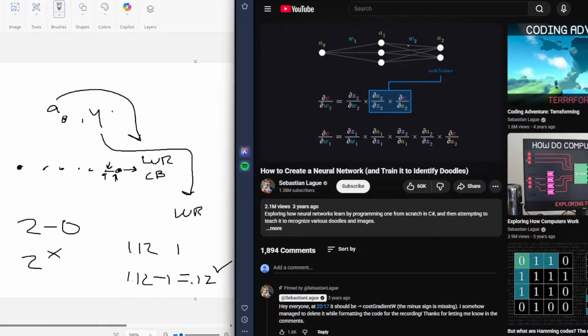How that'll work for this connection, for example, is we'll take the activation from the previous layer that's going to be input along that connection, and multiply it by the node value that it connects to on the other end. And we'll be doing that for all of them.